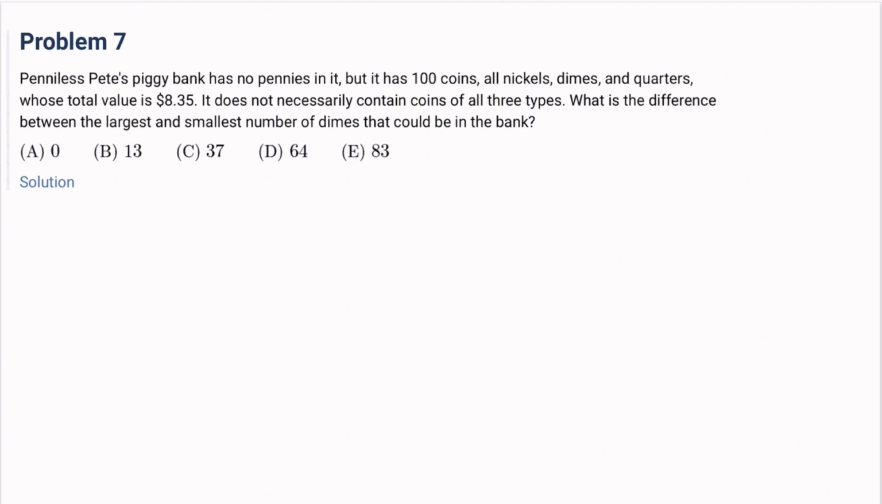Okay, so he's really penniless, but it has 100 coins, all nickels, dimes, and quarters, whose total value is $8.35. It does not necessarily contain coins of all three types. What's the difference between the largest and smallest number of dimes that could be in the bank? So he has some number of nickels, dimes, and quarters, right? Nickels are 5 cents, dimes are 10 cents, quarters are 25 cents, and they all sum to $8.35, which is 835 cents.